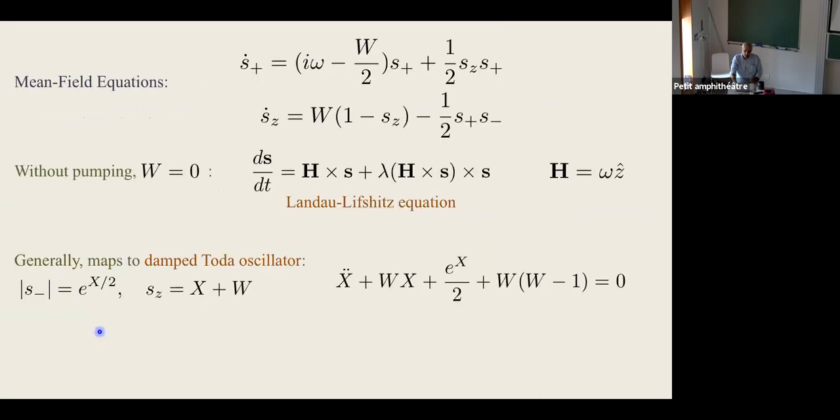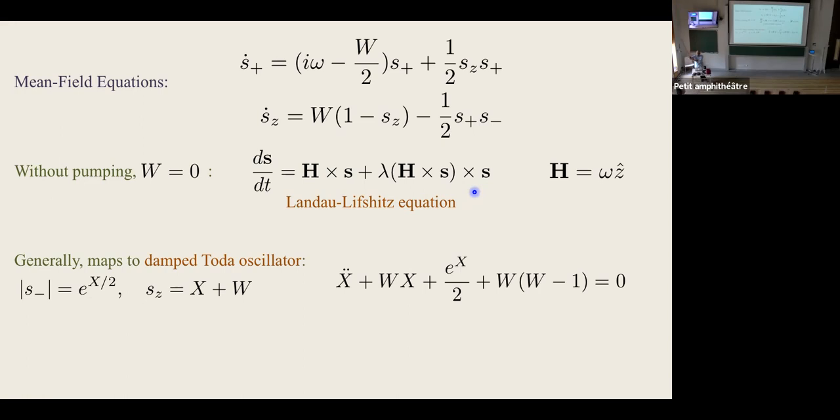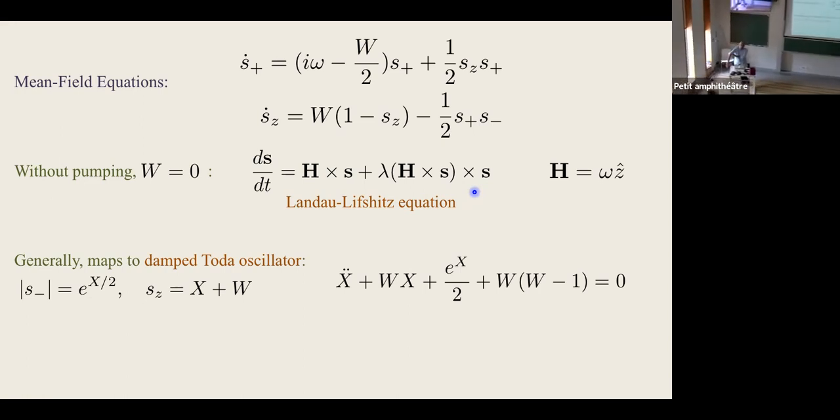Okay, so let me also comment on certain mathematical properties of these equations of motion. If we set the pumping to be 0, then these equations are nothing but the Landau-Lifshitz equation, and this second term is known as Gilbert damping. What the Landau-Lifshitz equation does is preserve the length of the classical spin, but it turns it to stay permanently along the field H.